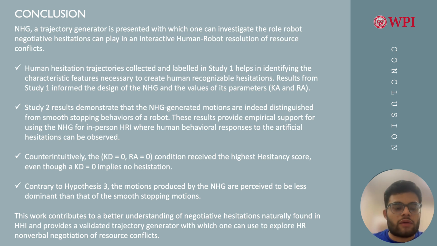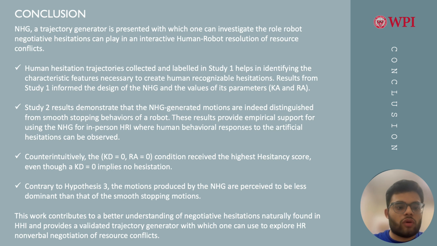Human hesitation trajectories that were collected and labeled in study 1 helped in identifying the characteristic features that were necessary to create human-recognizable hesitations. The results from this study informed the design of a negotiative human hesitation generator and the values of its parameters that needed to be taken into consideration, such as the kickback distance and the number of reattempts. Study 2 results demonstrate that the energy generated motions are indeed distinguished from smooth stopping behaviors of robots, which are commonly used nowadays. These results provide empirical support for the use of energies for in-person HRI, where human behavioral responses to the artificial hesitations can be observed.